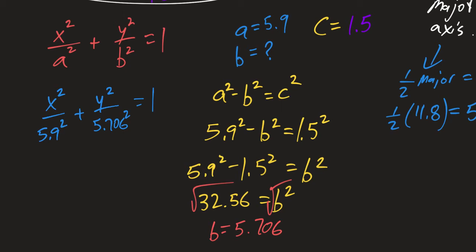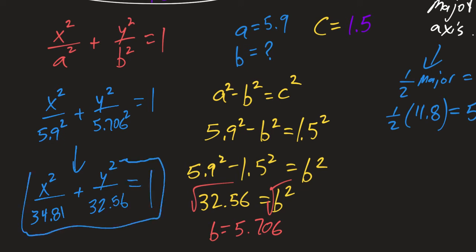And we can tidy these numbers up a little bit, and we should get a nicer equation that looks like this. x squared over 34.81 plus y squared over 32.56 equals 1. And this is going to be the equation for Pluto's orbit.